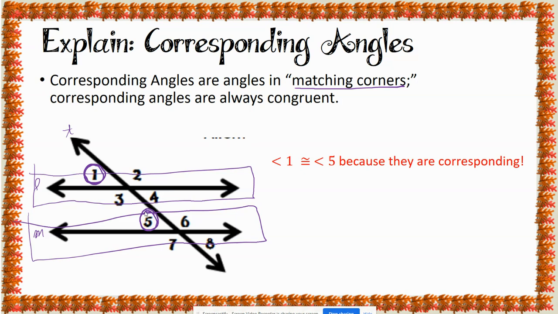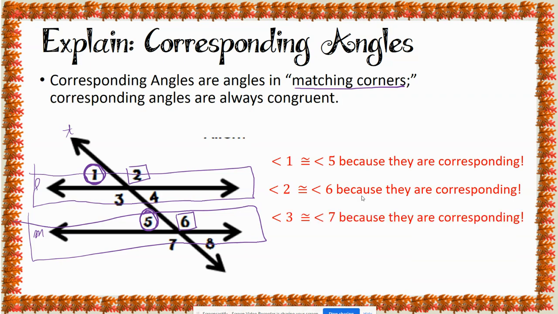I want you to find another set of corresponding angles. Angle 2 corresponds to angle 6. So 2 and 6 correspond to each other. They are both in the top right corner of their line. So they are congruent to each other because they are corresponding.